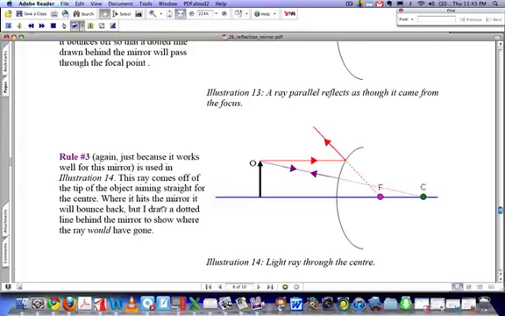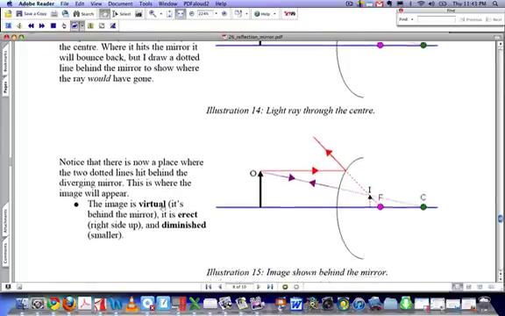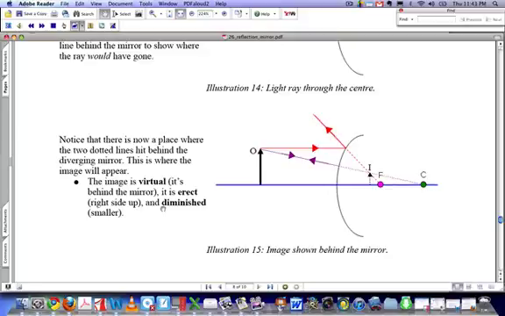A line aimed at the center of a curved mirror would hit in a nice straight line and not really bounce. Well, it would bounce off, but it travels in a straight line on the other side towards the center. Where those two lines cross, on the other side of the mirror, of course, is where our image is. You always get one kind of image, which is right side up, virtual, and smaller.